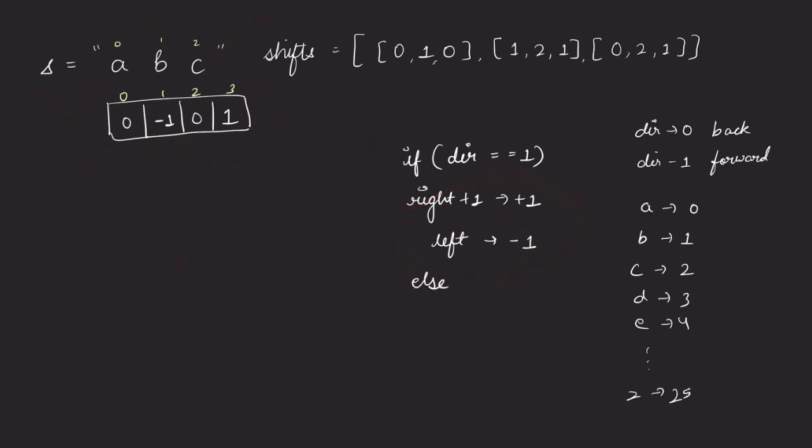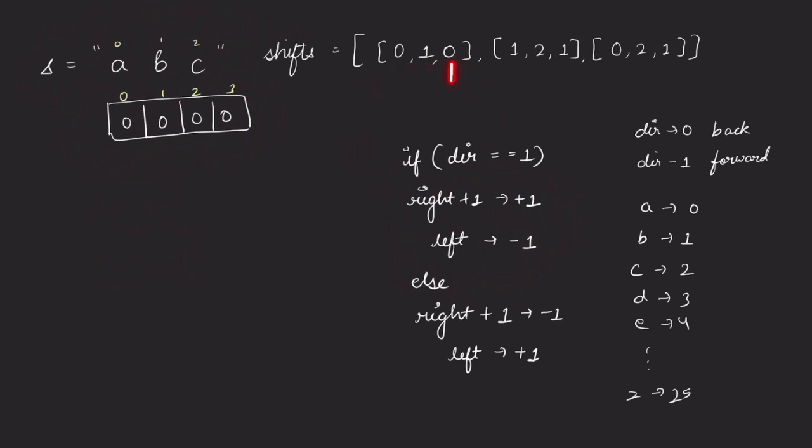Otherwise, if the direction is 0, we will do the opposite, because in that case we need to move backwards, right? So at the index right plus 1, we will add a minus 1, and at the index left, we will add a plus 1, right? So if I show you a dry run for our sample test case, initially all of these will be 0.